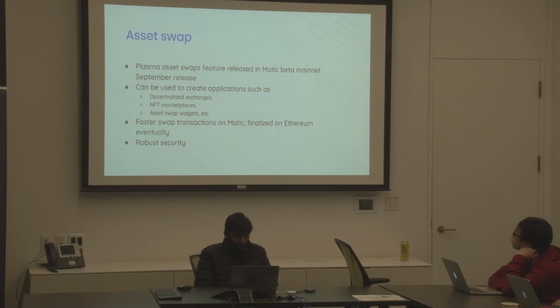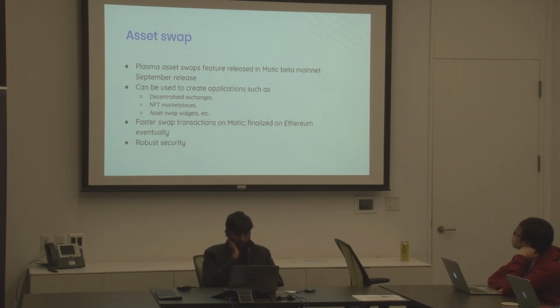As I said, we only use some of the state as Plasma secured. One of them is ERC20 and ERC721, but we also provide a way to swap those assets on the sidechain. We need to change the ERC20 standard a little bit to make it work.